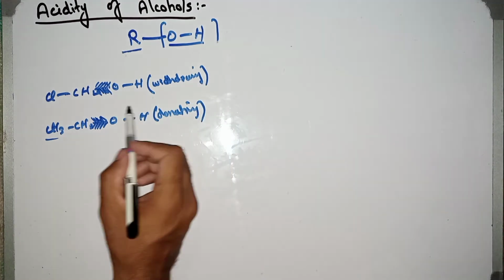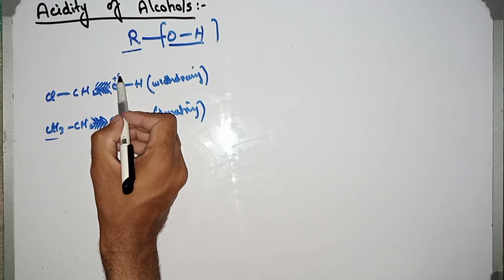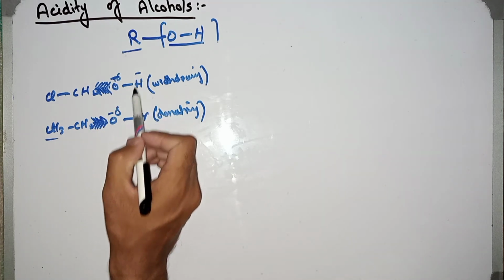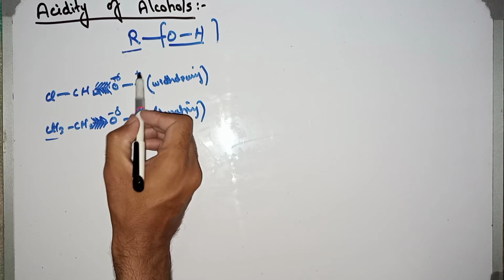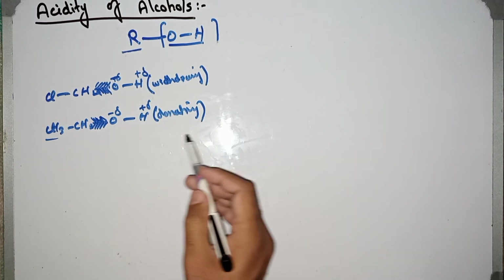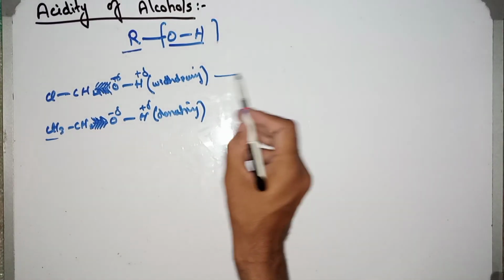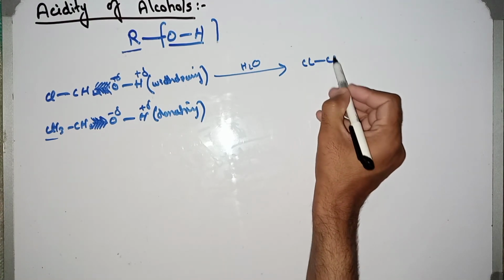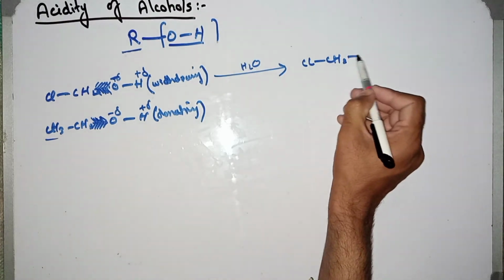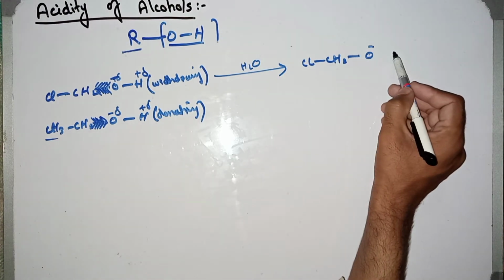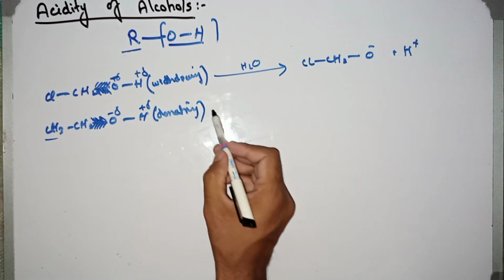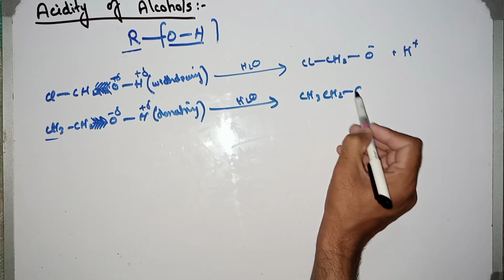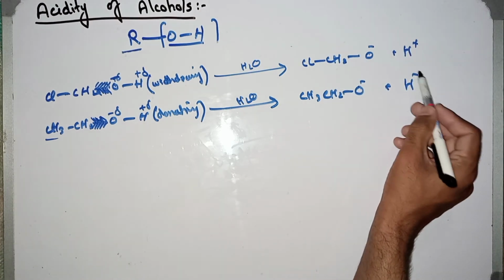In both cases there is a partial positive and partial negative charge, because oxygen is electronegative, while hydrogen is electropositive, so it will have a partial positive charge. Let's suppose in both cases, in aqueous solution, they generate ClCH2O negative plus H positive. Similarly, here they generate CH3CH2O negative plus H positive.